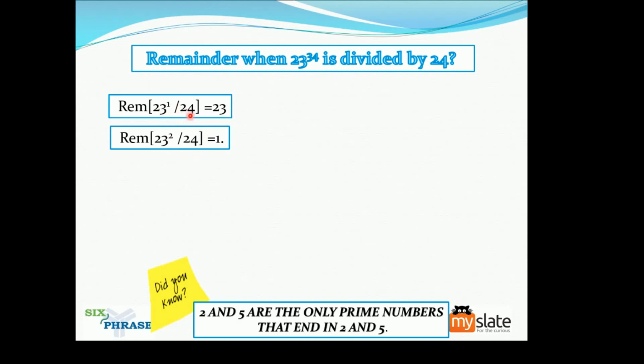For all the even powers of 23 divided by 24, okay, 23 square, 23 power 4, 23 power 6, for all this, the remainder is going to be 1. So here you tell me, is it odd power or even power? 34 is even power. So what is the answer? The answer is 1. It is as simple as that. So the answer is 1.